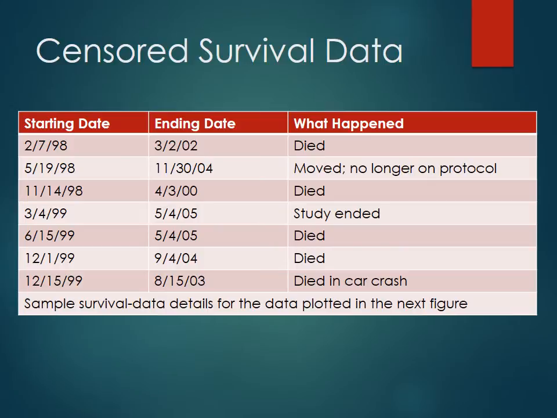So the one that moved and is no longer on protocol, yeah, that would be a good one. But who else? Yeah, the last one died in a car crash, so maybe you might censor that one because it might not be related to what you're looking at. And then the fourth one, yeah, the study ended, so that person was still alive at the end of it. So that could be a potential person you may decide to censor. Very frequently, though, you would still include those patients in your analysis.